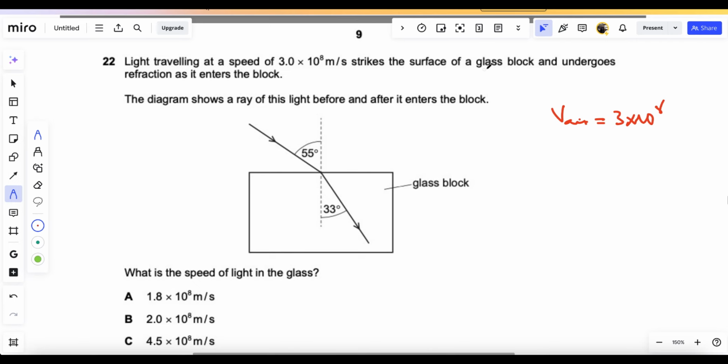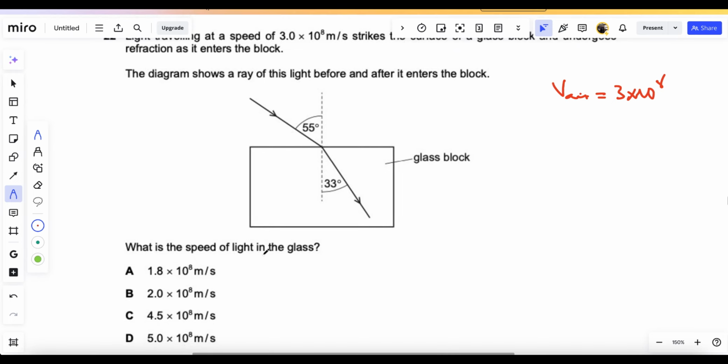It strikes the surface of a glass block, undergoes refraction, and enters the block. They've given us the angle of incidence and the angle of refraction. The diagram shows a ray of light before and after it enters the block. Now what is the speed of light in the glass?